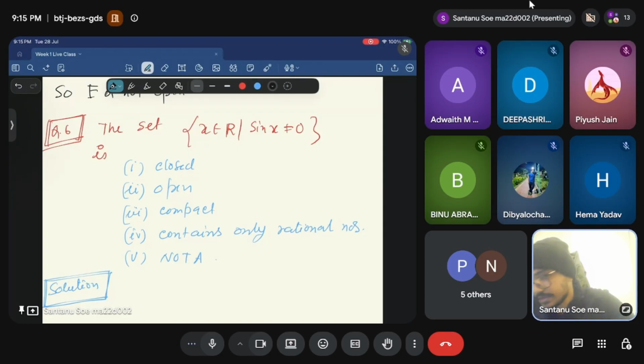So one thing you can do is try to find out at which points sin x is 0, right? So let's say this set is E.